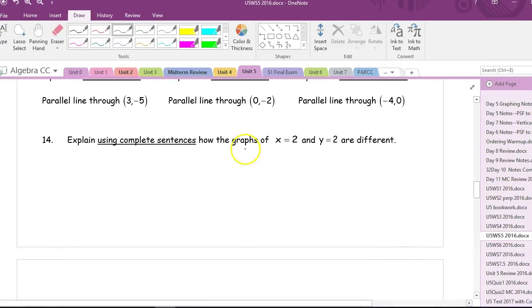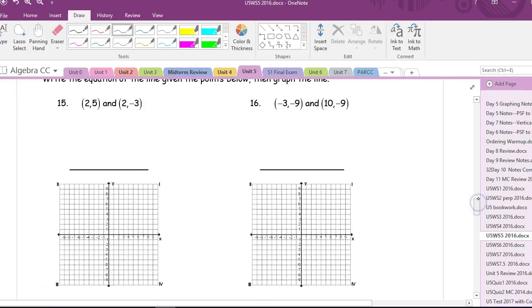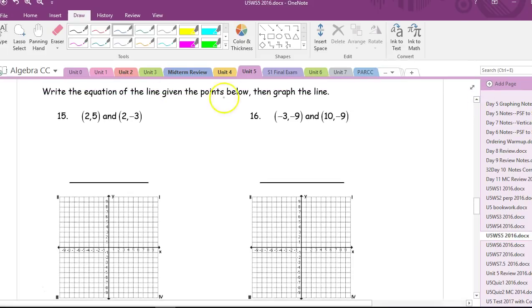14, you're going to explain using complete sentences how these graphs are different. So describe how they look. Why are they different? 15 and 16, you're going to write the equation of the line and then graph the line. Keep in mind, I didn't tell you point-slope form or slope-intercept form, so that should give you a hint that you don't need to find your slope, and you should just be able to go straight to the equation. And then you're going to graph.